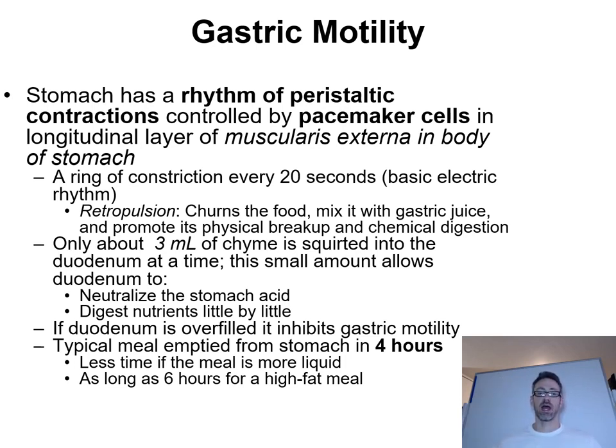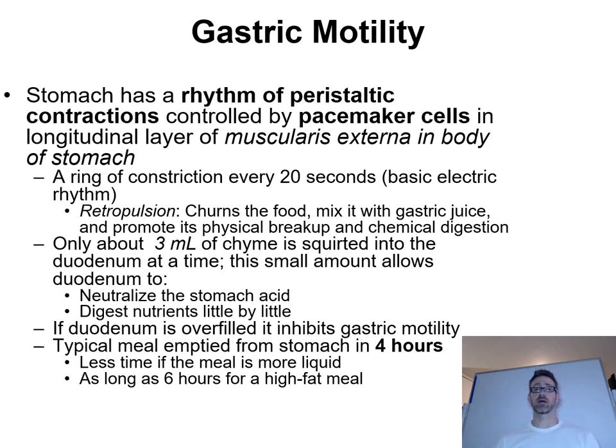pylorus. And what happens is, as the muscle is excited to contract and it moves towards the pyloric sphincter, it actually tends to move faster than the contents inside the stomach itself.